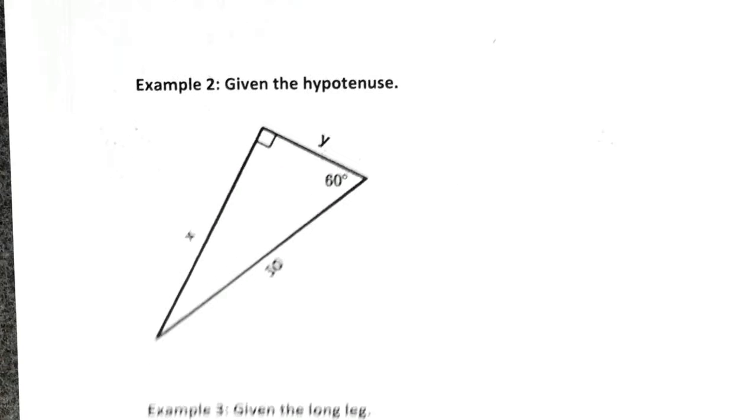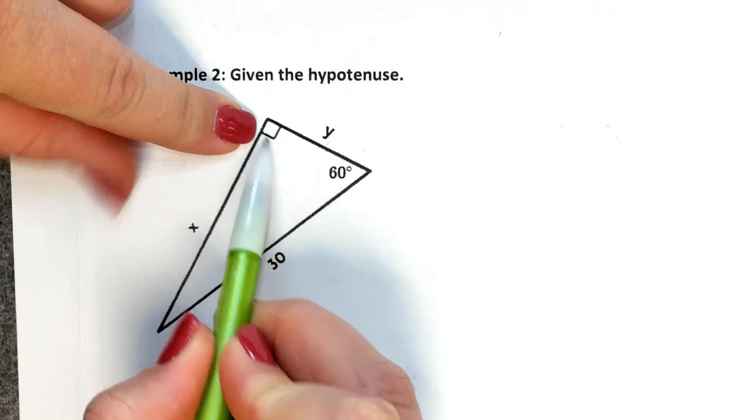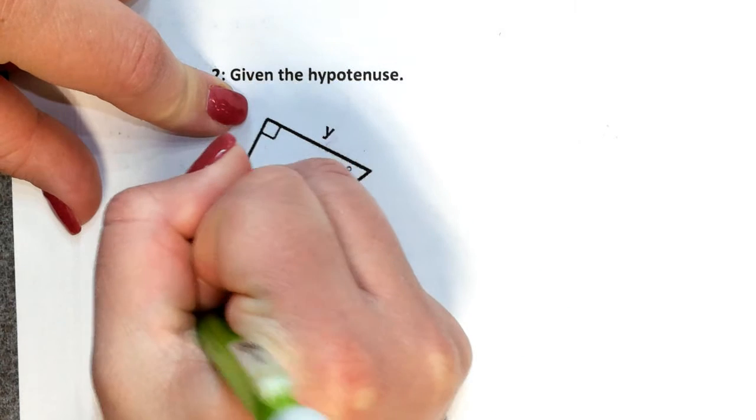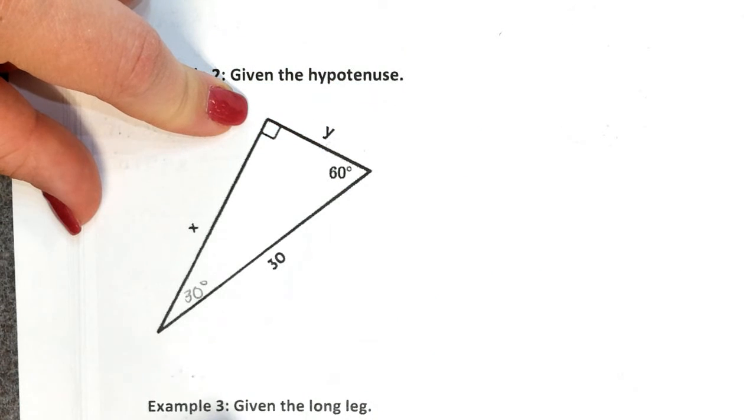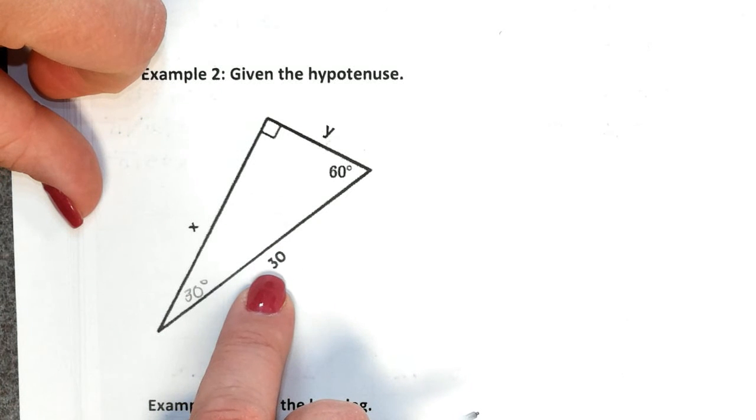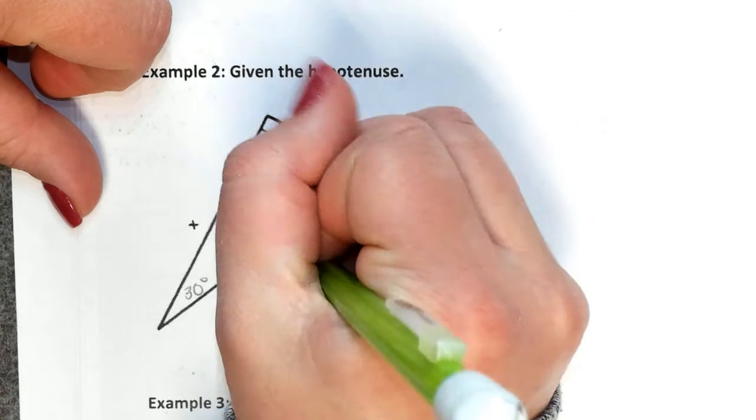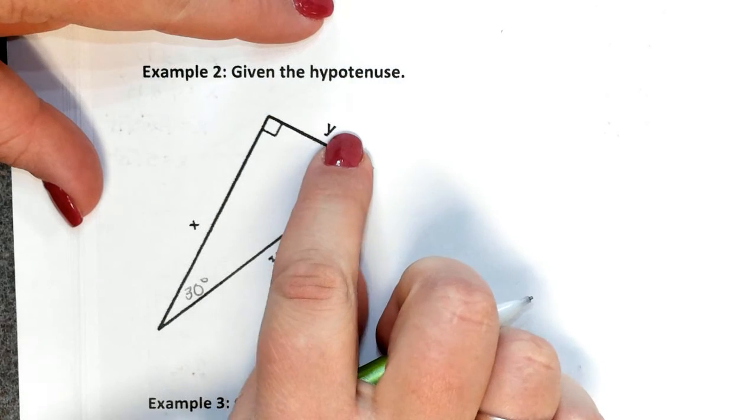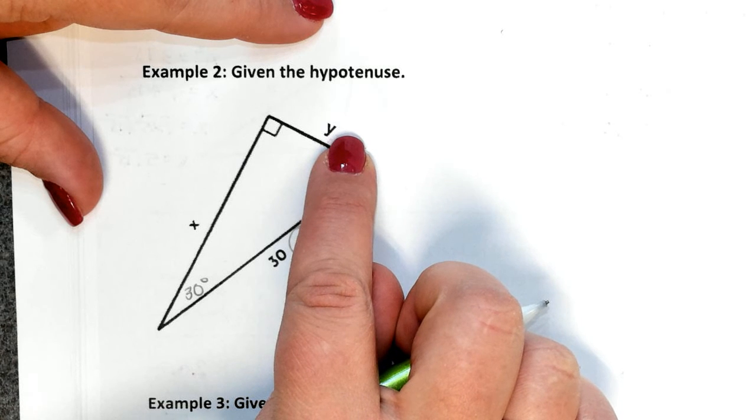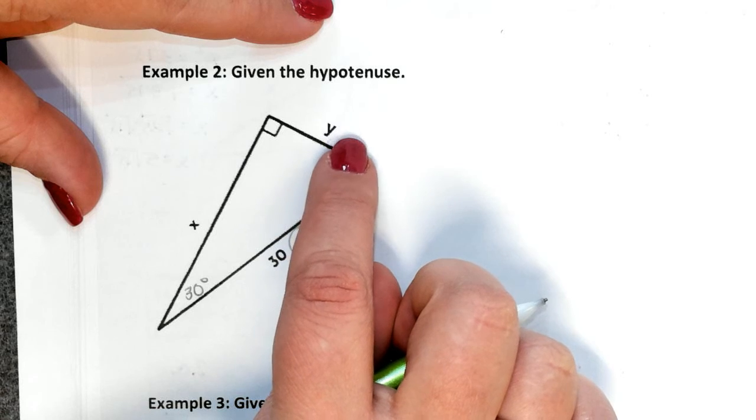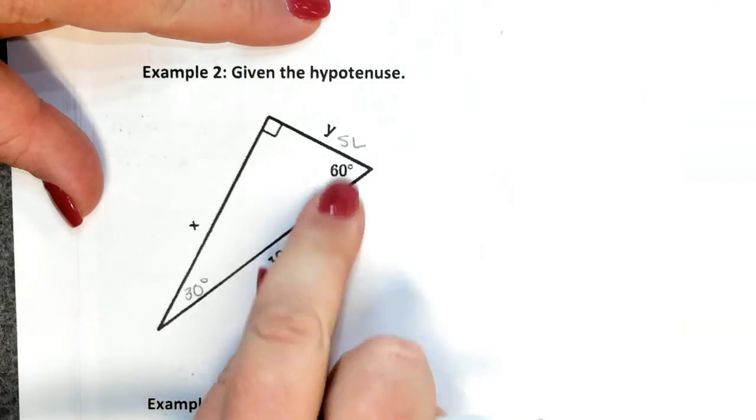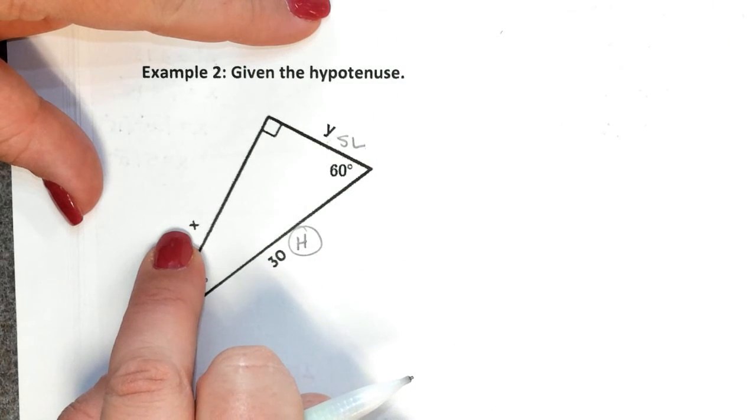Okay. This one, let's go through and label. We have a 90, we have a 60. This side has to be the 30-degree angle. Okay. What is this 30 label? What is this side? Hypotenuse, so that's the H. What's the Y have to be? Short leg or long leg? Short leg. The short leg, it's across from the 30, so that's the short leg. Across from the 60, we have the long leg.